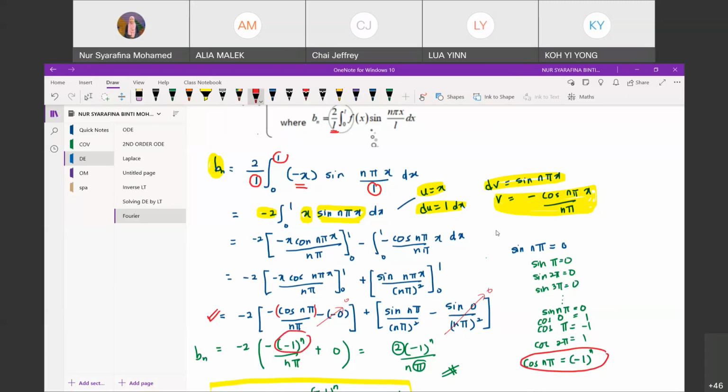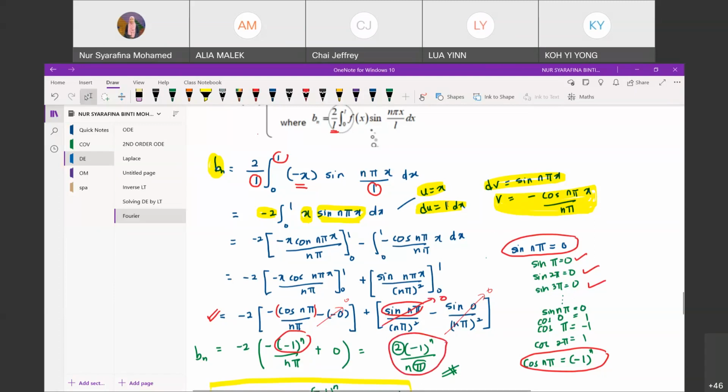Alright? And then sine n pi. Sine pi is 0, sine 2 pi is 0, sine 3 pi is 0. So sine n pi is 0. So this is 0. Sine 0 is already 0. Then this is 0. This is 0. So what's left? Negative cos n pi. Negative, negative 1 to the power of n over n pi, times minus 2. So minus minus is a positive. So this is your Bn.